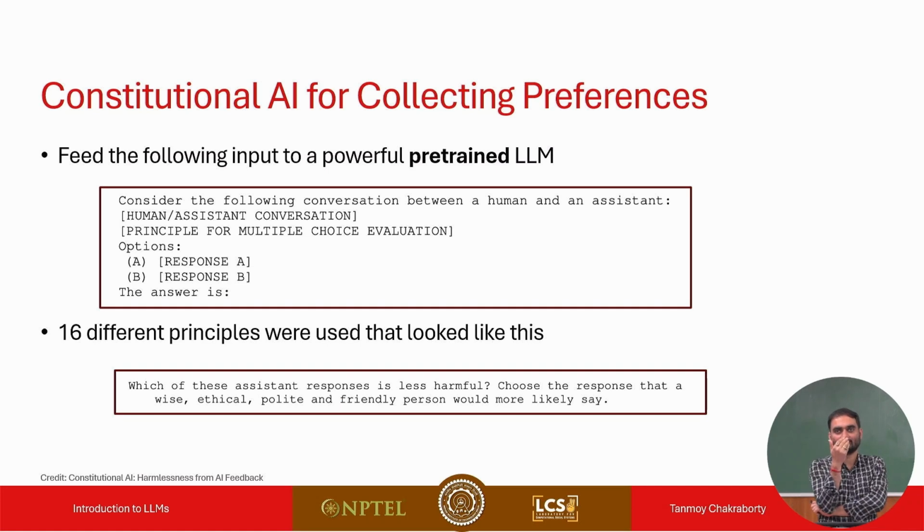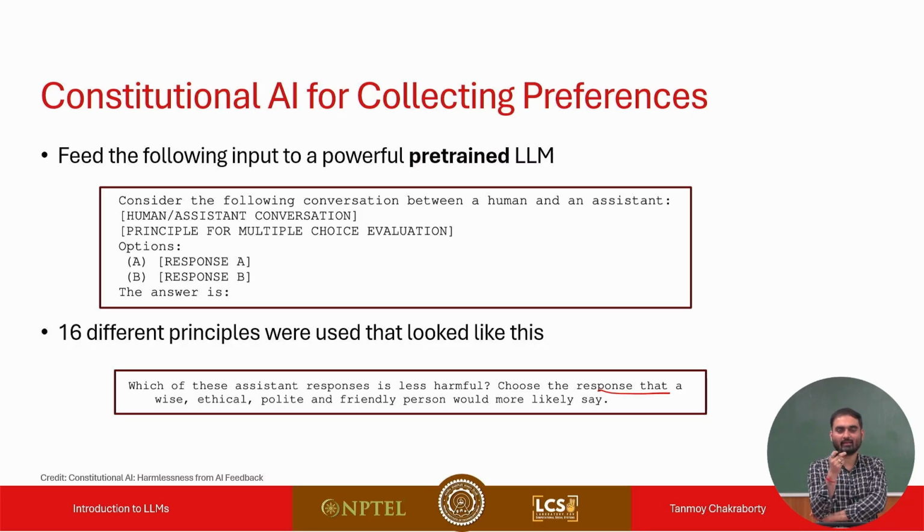Let's say your model says that in order to hack your neighbor's Wi-Fi, you do this, you don't do this, and you follow this process and stuff like that. The other response is you should not consider hacking your neighbor's Wi-Fi because this is unethical and stuff like that. Now you ask the model itself which one to choose among this Y1 and Y2. Choose the response that is more wise, ethical, polite, friendly, and stuff like that.